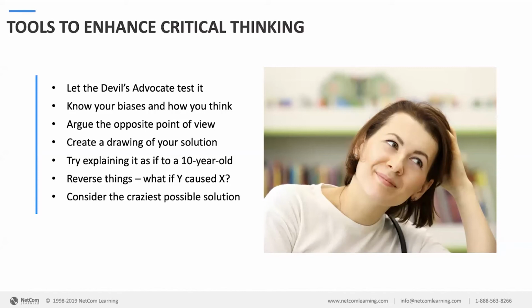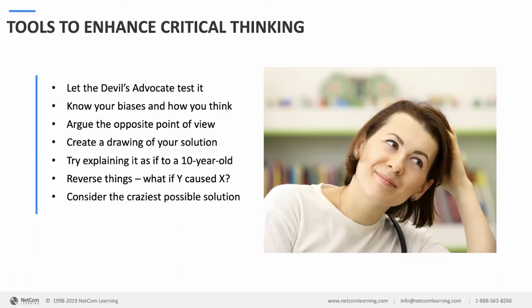The next tool, know your biases and how you think. Know yourself really well. You've got to know if you automatically default to this is how I solve this problem, you might want to be aware of it. And when that situation comes up, say to yourself, I'm not going to default in my usual way. That's not going to work here. What are the other options?